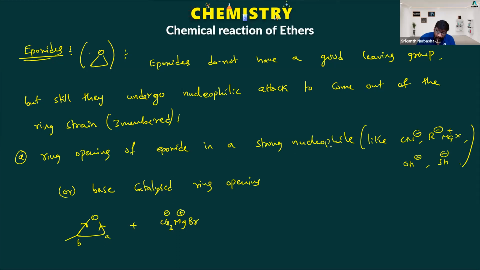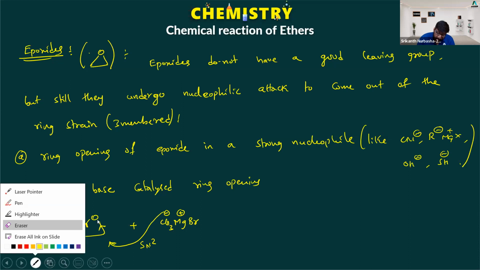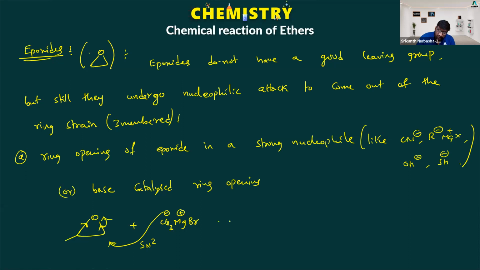Whenever we have a strong nucleophile or base catalyzed opening, the CH3 minus will choose the SN2 path only. It will attack the A position, and the C-O electron density is going to be given to oxygen. So generating what, students? We have CH3 connected to CH, CH connected to O minus.